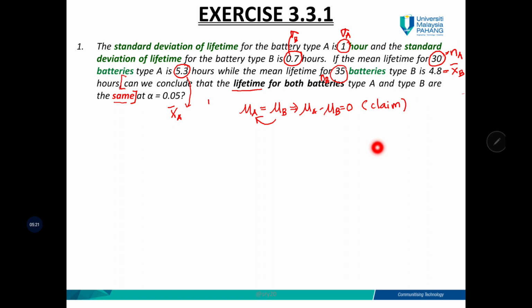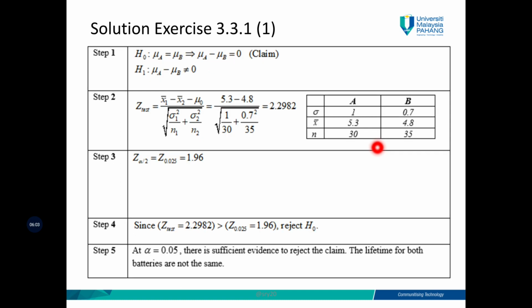Step 1: once we identify the claim, construct the hypothesis. Look at the expression used here, this is equal. Since the claim consists of the equal sign, this will be H null, and H1 is mu A minus mu B not equals to 0. This completes step 1.